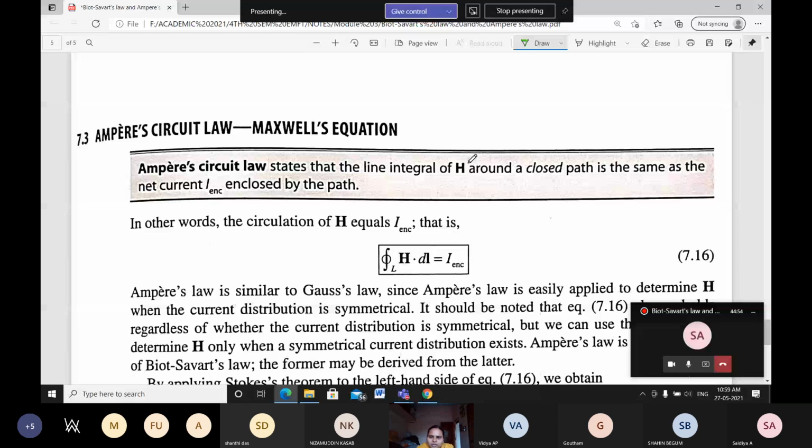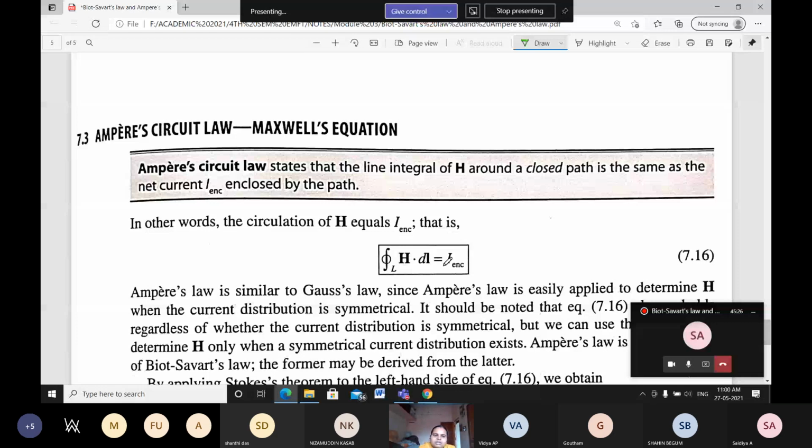It means however much current flows, you will get the same magnetic field, right? It's directly proportional. Therefore, based on the Ampere circuital law, the equation is the closed line integral of H dot dl is equal to I enclosed, that enclosed path.